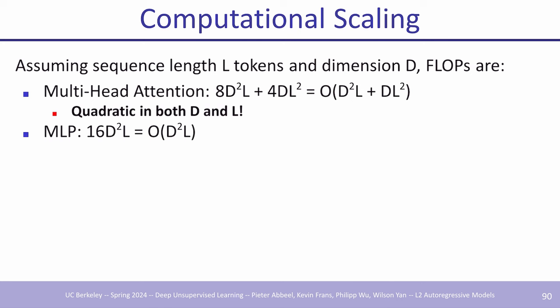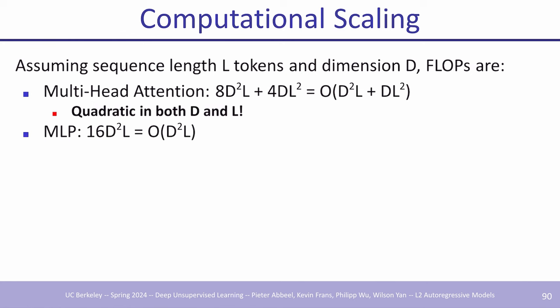Okay. And a note about computational scaling, which will be pretty important because we'll go back to this over and over again for the rest of this lecture, is how it scales. If you count the flops of these transformers, the multi-head attention is roughly O of D squared L plus D L squared, where D is the hidden dimension and L is the number of tokens, or your sequence length. And that's pretty expensive. It's quadratic in both D and L.